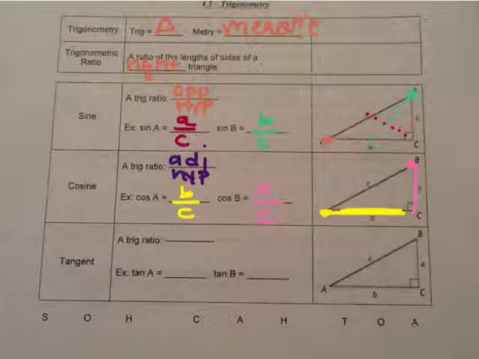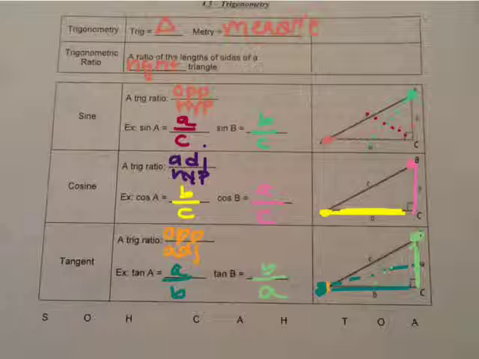And then the trig ratio tangent is just the opposite side over the adjacent side. So if we look at the tangent of A, here's angle A. I'm going to do a different color. It's the side opposite, which is little a, over the side that's touching it that's not the hypotenuse, which is b. For tangent of B, here's angle B. Again, it's the side opposite, which is little b, over the side adjacent, that's touching it but isn't the hypotenuse, which is a.